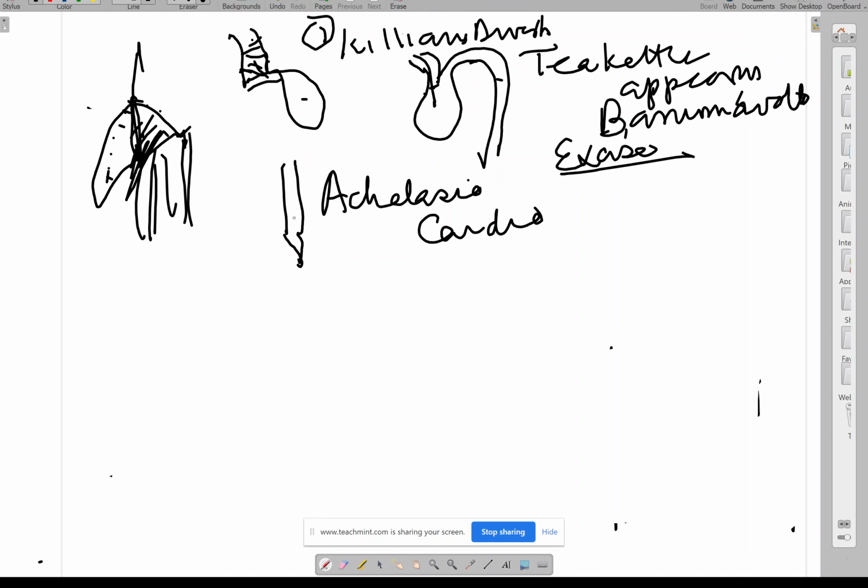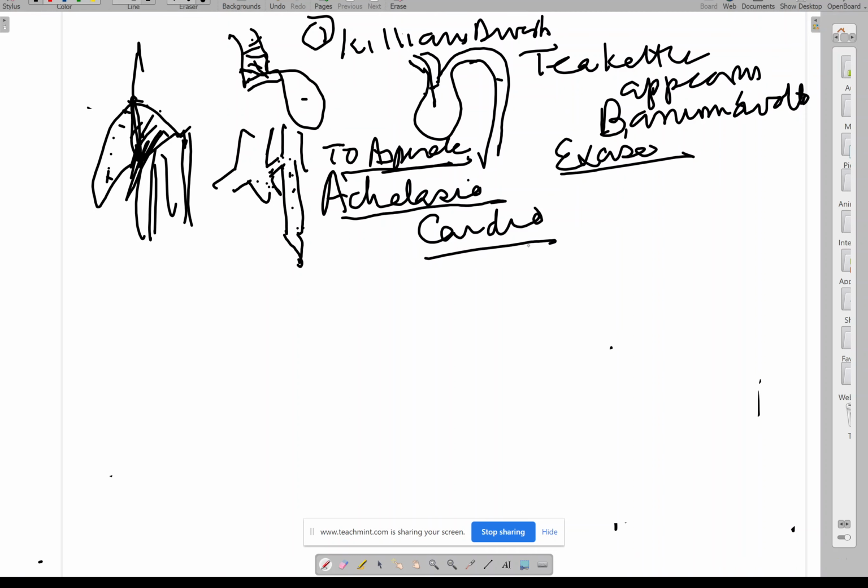Here is a neonate. If you do a barium swallow, he is vomiting out whatever he takes. He can vomit it out because there is a tracheoesophageal fistula. Because of a TO fistula, he will also aspirate. But in achalasia cardia, he will simply vomit. He will not aspirate. So if there is a fistula between the trachea and the esophagus, this TO fistula, he will vomit and he will also aspirate. But in achalasia cardia, he will simply vomit.